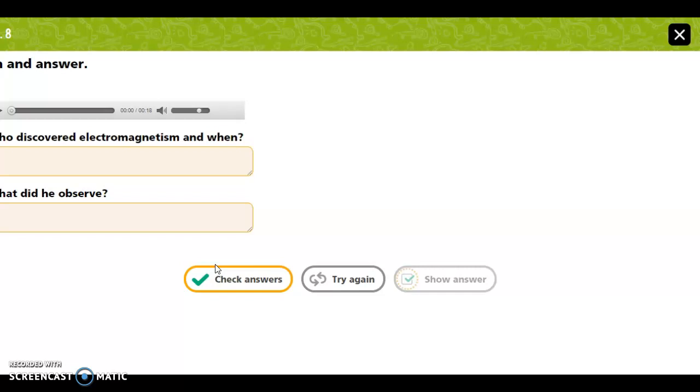A Danish scientist named Hans Ørsted discovered the phenomenon of electromagnetism in 1819. He observed that the needle on a magnetic compass moved when it was placed near a wire.